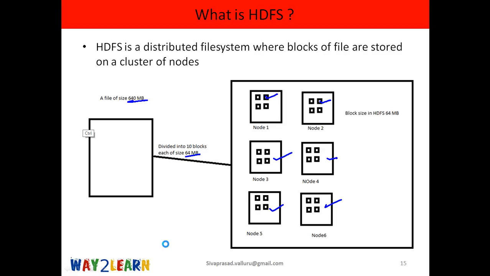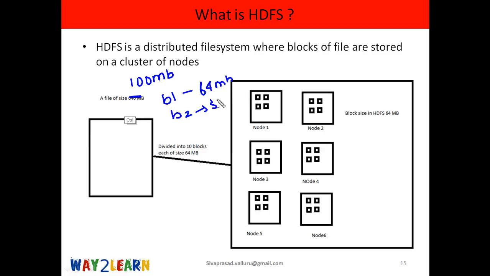For clarity, let us assume that I have a file of size say 100 MB. The 100 MB file will be divided into two blocks. One block B1, I'll say, of size say 64 MB, and another block say B2 of size 36 MB. And assume that block 1 is stored on node 1 and block 2 is stored on node 6.